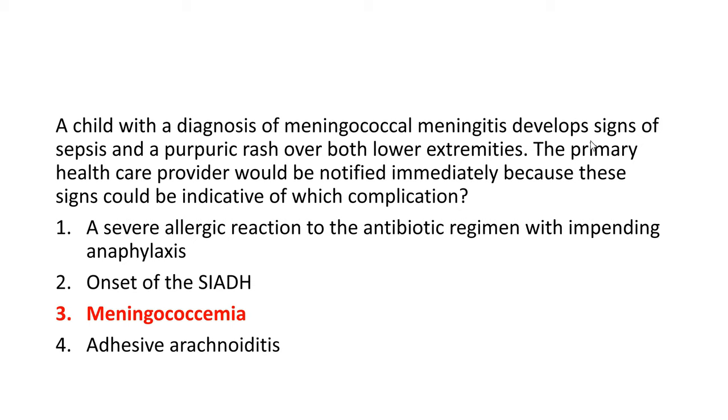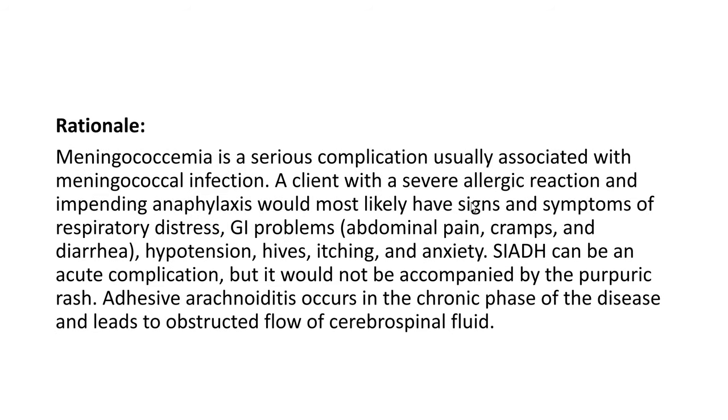Once you get that purpuric rash, basically the patient is getting worse. When they start seeing purpura and petechiae, that's not a good sign. That means this is a complication of meningitis and the patient is becoming more septic, because now it's not just in the meninges, it's also in the blood. Does that make sense? Septicemia. Okay. So this is a serious complication, usually associated with a meningococcal infection.